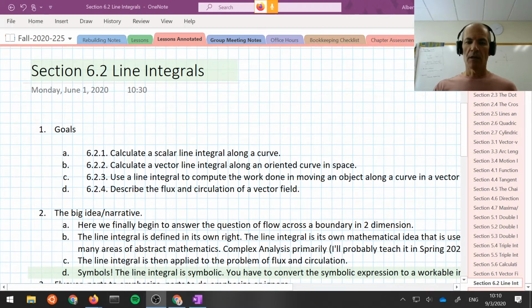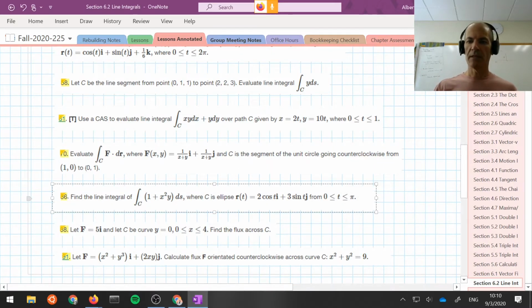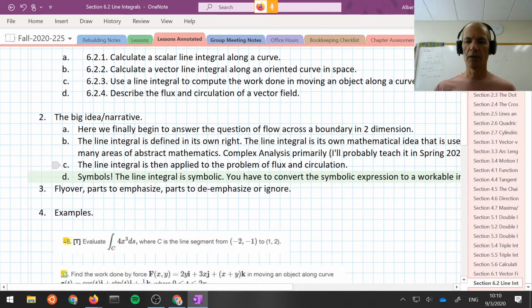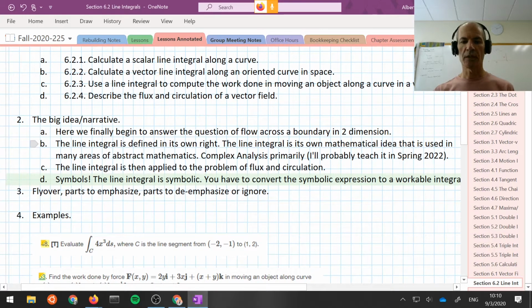As we've been promising all along, we finally begin to talk about the idea of flow across a boundary in 2 dimensions. We begin by defining the line integral in its own right. That's what the scalar line integral is referring to. This is an idea that comes up in complex analysis if you're interested in hearing more about it, and I will actually teach complex analysis in the spring of 2022.